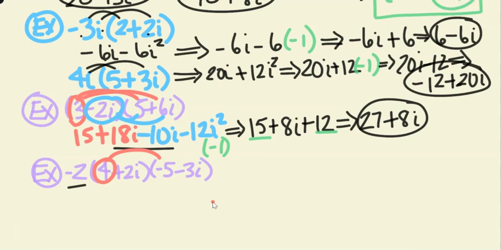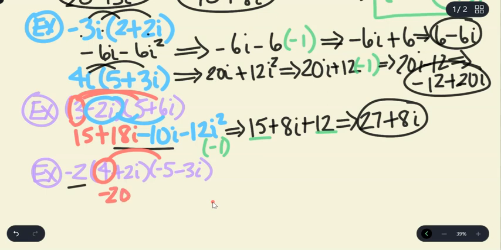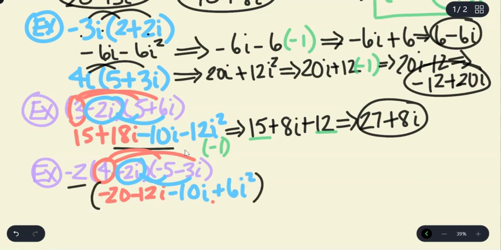So 4 times negative 5 gives me negative 20. 4 times negative 3i gives me negative 12i. And then I'm going to go to my 2i. 2i times negative 5 gives me negative 10i. And 2i times negative 3i, negative times negative is positive, gives me positive 6i squared. Now remember, all of that is still multiplied by negative 2, just like you would do in regular operations.